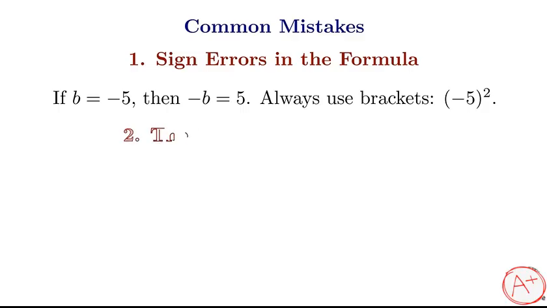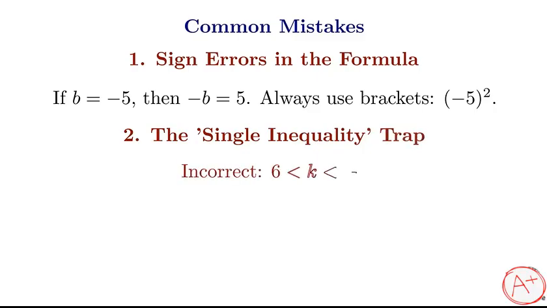When solving a quadratic inequality where the solution is in two separate parts, students often try to combine them. This is mathematically impossible. If the regions are separate on your graph, they must be written as two separate inequalities joined by the word or.